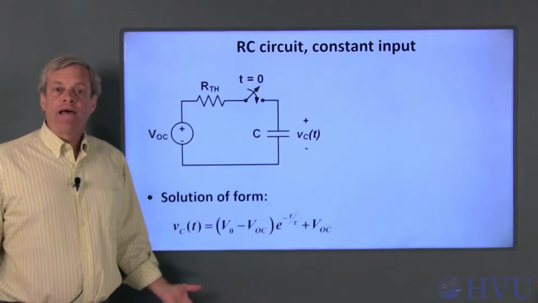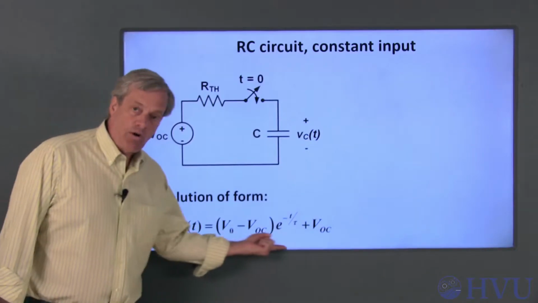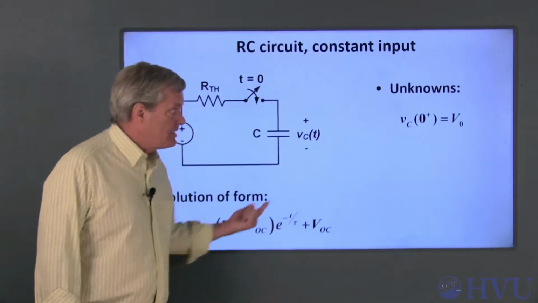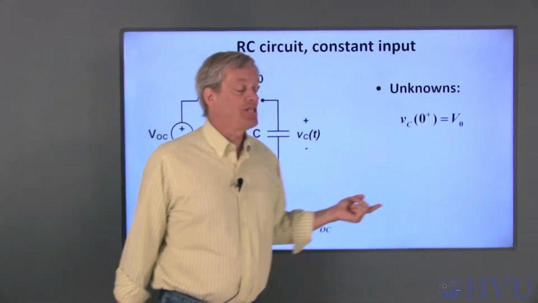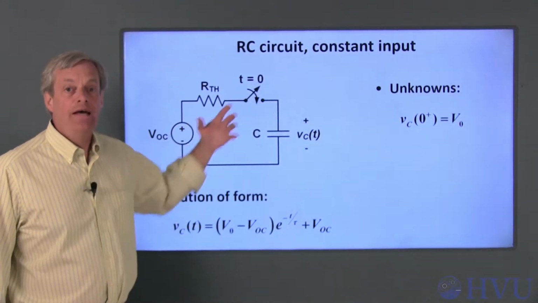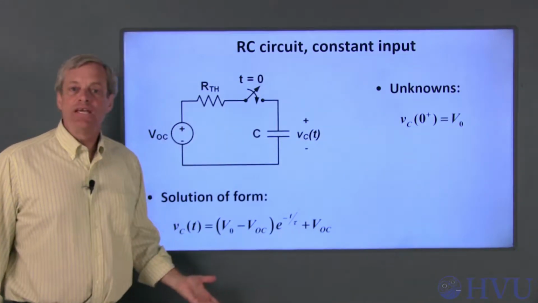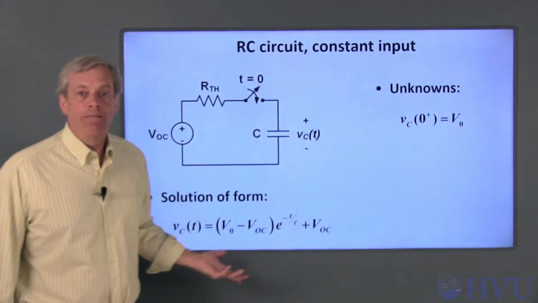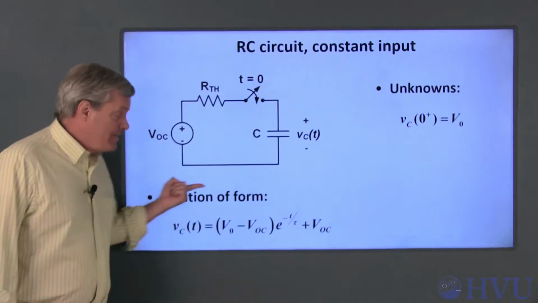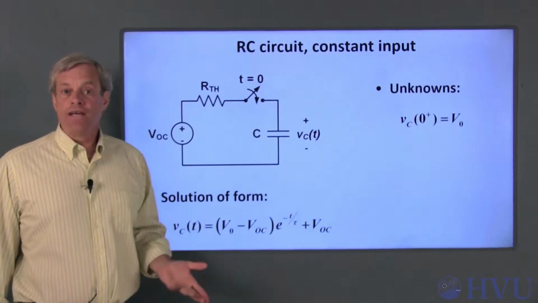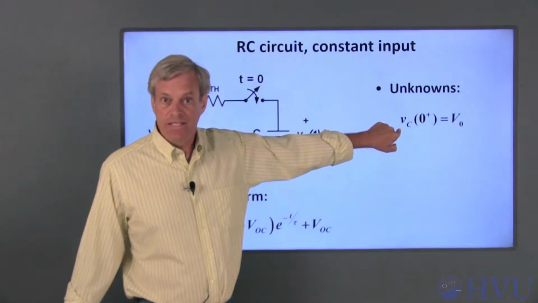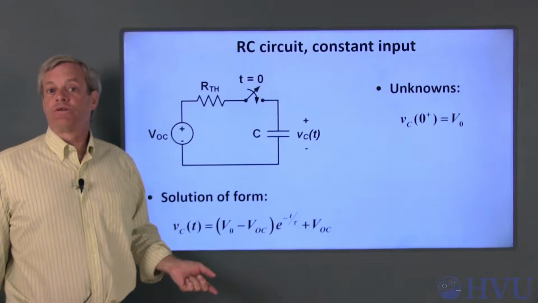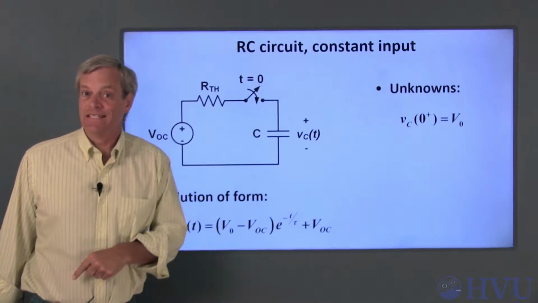The response of the capacitor voltage for time greater than 0 has this form. In this equation, V0 is the initial voltage across the capacitor just after this switch closes. Since capacitor voltages can't change instantly, this voltage is the same as the capacitor voltage for time just less than 0. This circuit is a model for time greater than 0, so we can't determine this initial condition from this circuit. We need to determine V0 from a circuit that's appropriate at time less than 0.